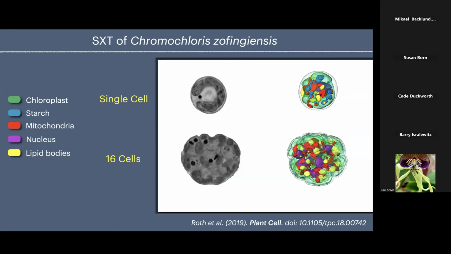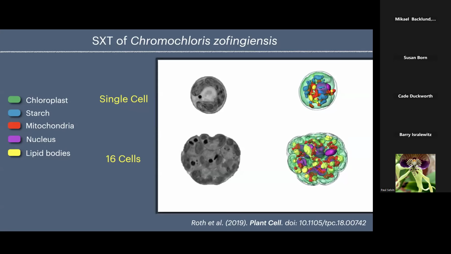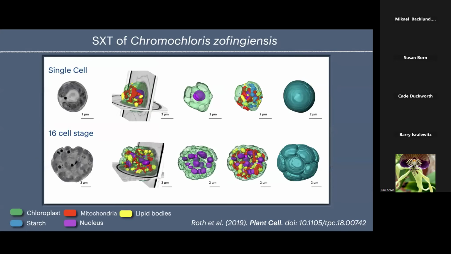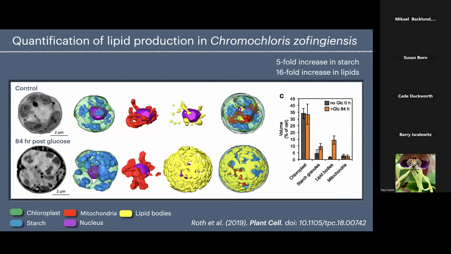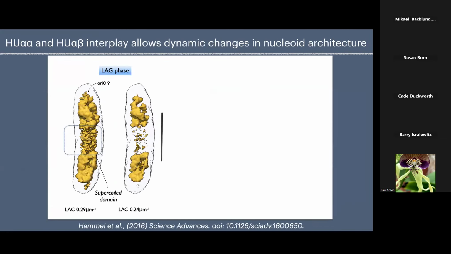Quickly going into some environmental application experiments. You have single cell algae on top and 16 cell algae on the bottom. I'm sorry, not yeast, algae, microalgae. You can look at the different structures within: nucleus in purple, mitochondria in red, and starch in this outer bluish color. With glucose, after 84 hours, there was a huge increase in the production of lipids, which they were able to quantitate. Not only was there an increase in lipids, but they were also around the whole algae after about 84 hours. It showed a 5-fold increase in starch and a 16-fold increase in lipids. So you can do experiments where you can quantify changes in components of the cells.